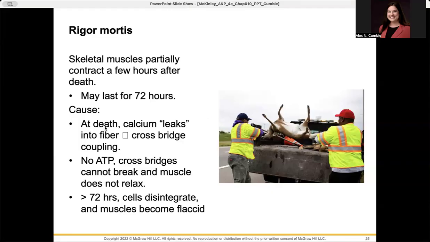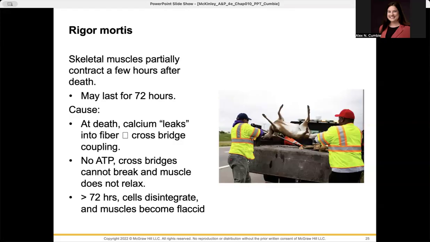The cause of this is that calcium is leaking into the fiber and it's forming those cross bridges. Remember, calcium binds to troponin. Troponin pushes tropomyosin out of the way, and then we have attachment of our muscle fibers to each other. And so this can happen where we are forming these cross bridges, which we just call cross bridge coupling, because of that calcium leak. There's no ATP coming in to bind, which causes the separation of the myosin head from the actin filament. And so these muscles just stay in a constant contraction.